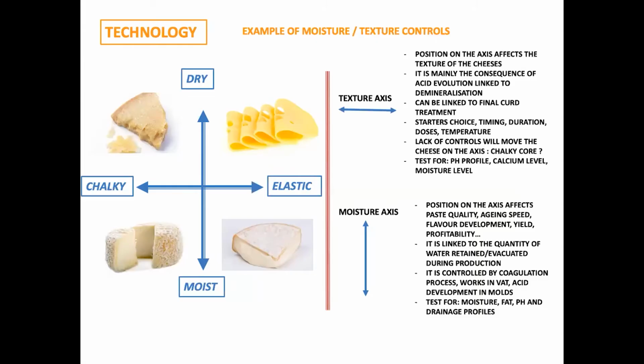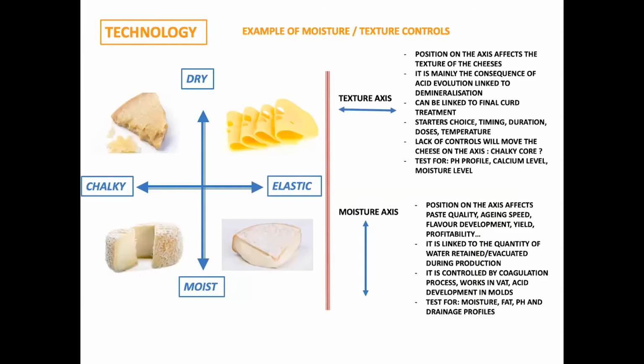Concerning the moisture axis, the vertical one, the position on the axis affects the paste quality and the aging speed. Of course, the moister the cheese, the faster it ages, but it also means less control on the aging process. It will affect the flavor development, the yield, and profitability as well. It is linked to the quantity of water retained and evacuated during production. It's controlled by the coagulation process, the work in the vat, the drainage parameters in the vat, and the acid development in molds.